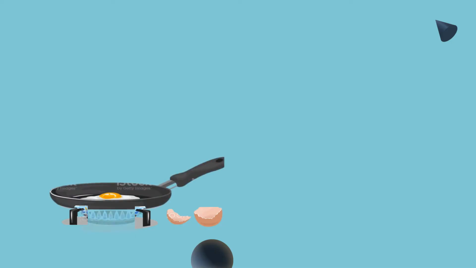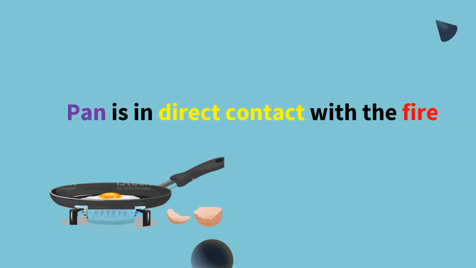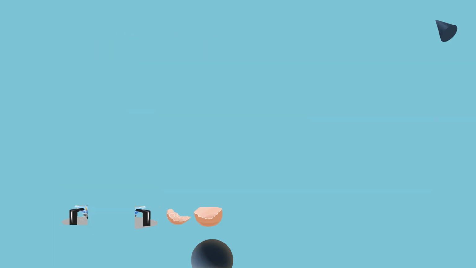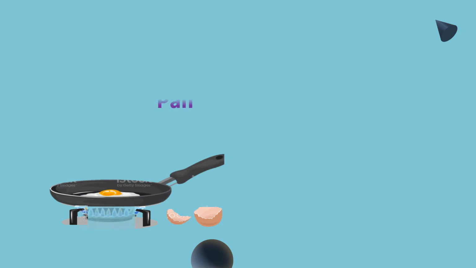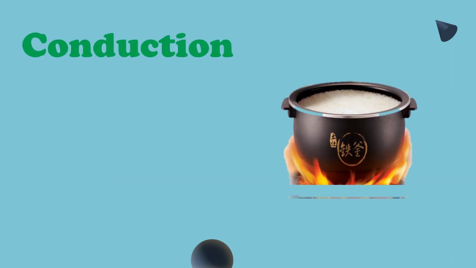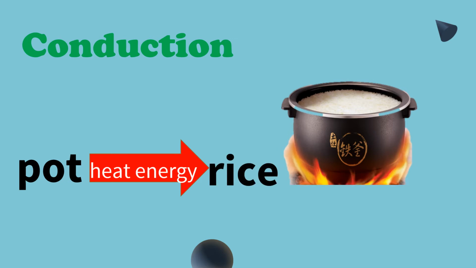Another example is cooking egg. As you can see, the pan is in direct contact with the fire. It is an example of conduction. The hot pan transfers heat energy to the egg, causing it to become cooked. Another example of conduction is cooking rice. When the pot is hot, it transfers heat energy to the rice.